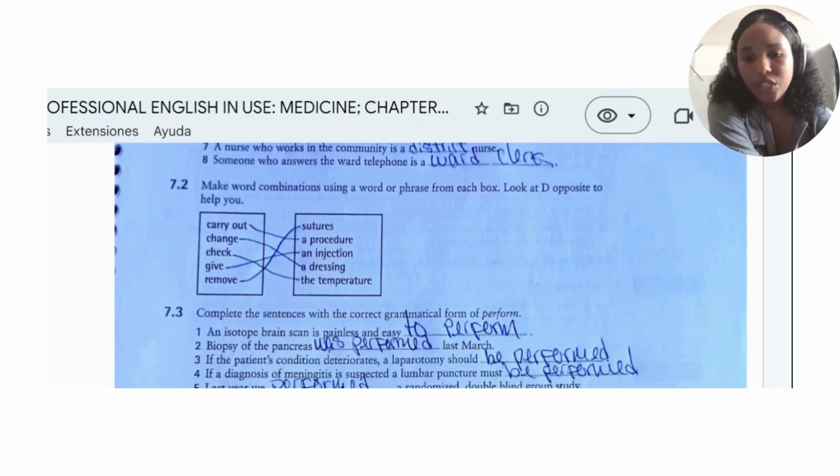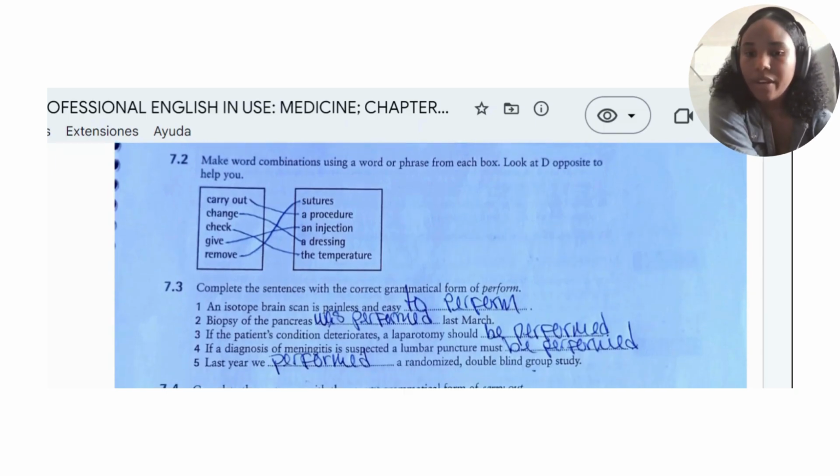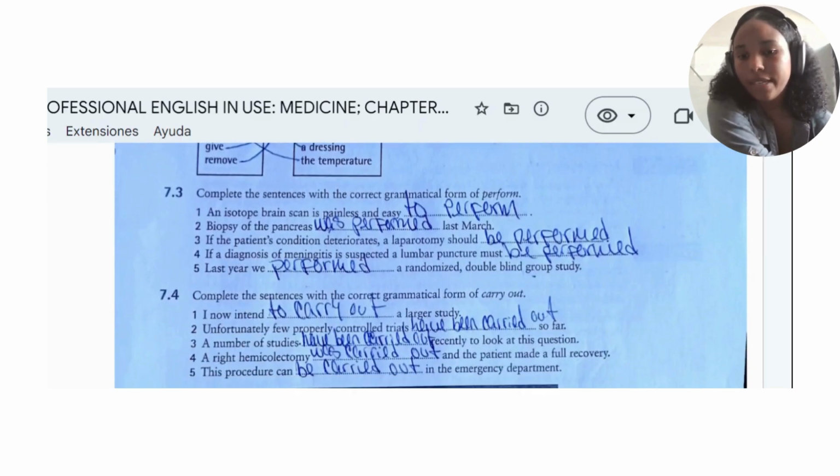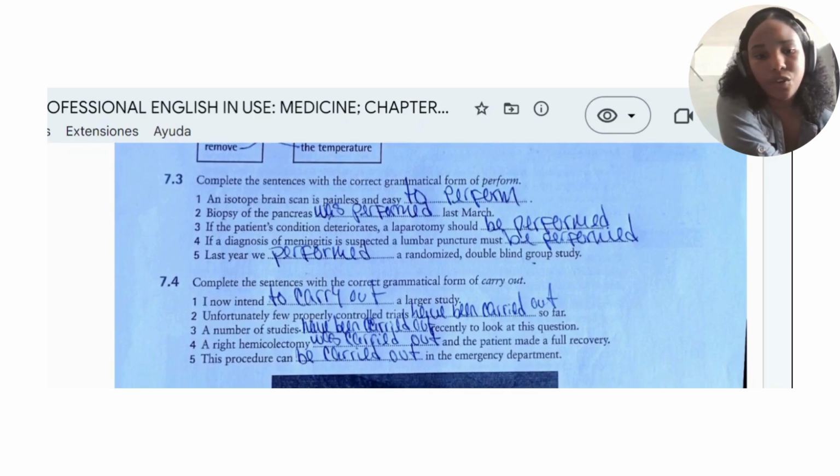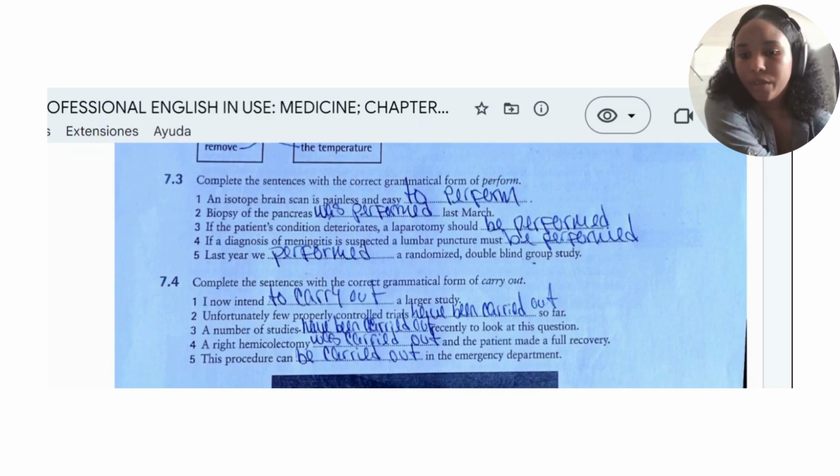Make word combinations using a word or phrase from each box. Look at the opposite page to help you. Carry out a procedure. Change a dressing. Check the temperature. Give an injection. Remove sutures. Complete the sentences with the correct grammatical form of perform.